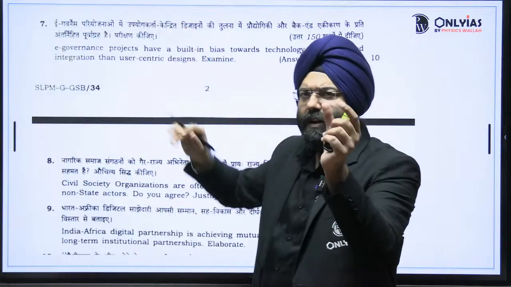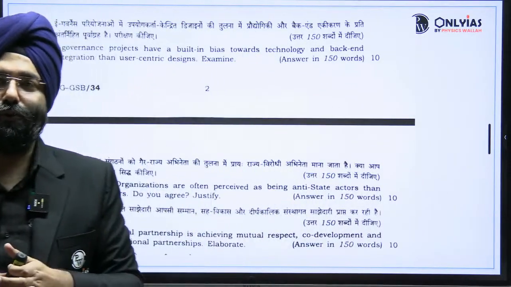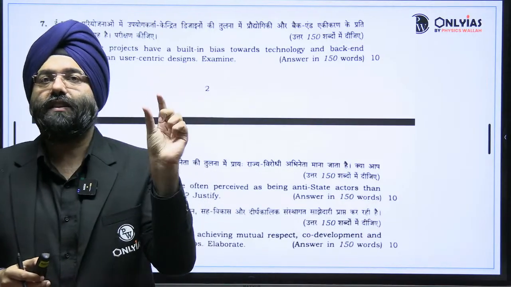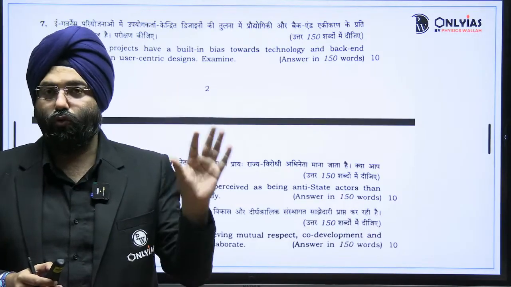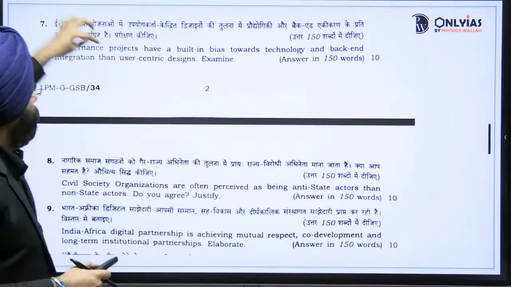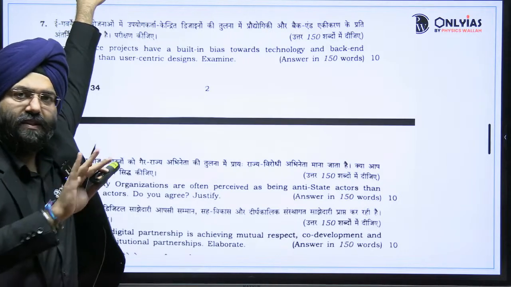E-governance. Simple. Do you realize? Please remember one thing, kids. I say kids because you are younger to me. Every single word that is mentioned in your syllabus, you should have a two-sided note on it if you want to qualify this examination or get good marks. Why? The word e-governance is mentioned in your syllabus straight away.